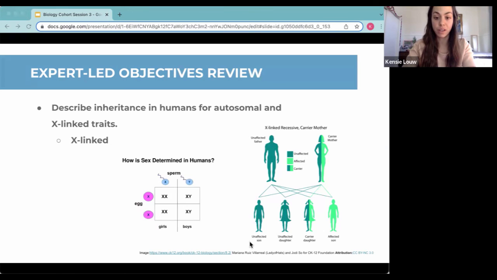So they could have an unaffected son, he inherited the dominant form of the allele, or an unaffected daughter, she also got a dominant form of the allele, or a carrier daughter, she got one dominant and one recessive, so one from her dad and one from her mom, or an affected son, he got the X chromosome from his mom that carried that recessive allele.